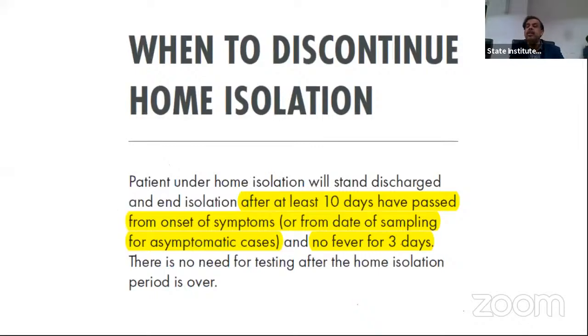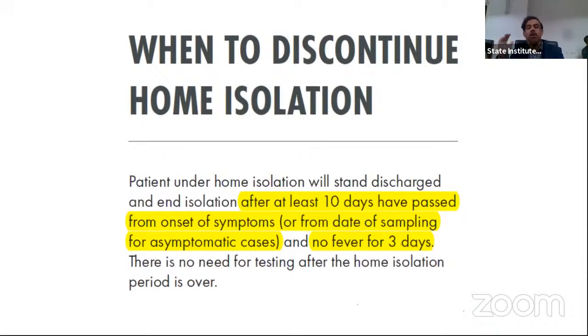Now, when you will discontinue home isolation, the new guideline, there is some change. Previously, it was 17 days. Now, it is 10 days. At least 10 days have passed from the date of onset of symptom. If your patient is asymptomatic, 10 days from the date of sampling, you have to count. 10 days from the date of sampling or date of onset of symptoms, provided there is no fever in the last 3 days. If the patient says, I'm having fever till day 9, then you should take 3 days after that, day 10, day 11, day 12. So after day 12, you should stop isolation.